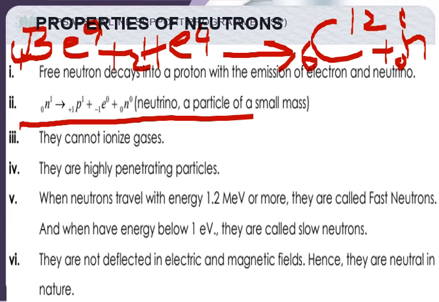that is proton, electron and a neutrino. Now these particles, as they are heavy particles, they cannot ionize gases, right? And these are highly penetrating particles. They pass through the substance, right?